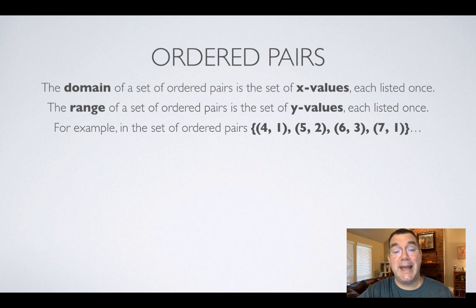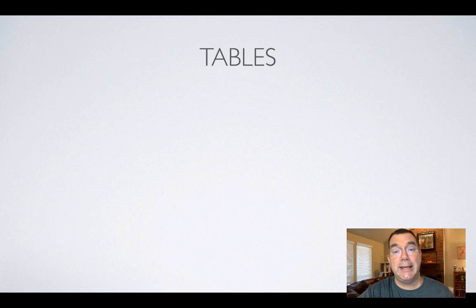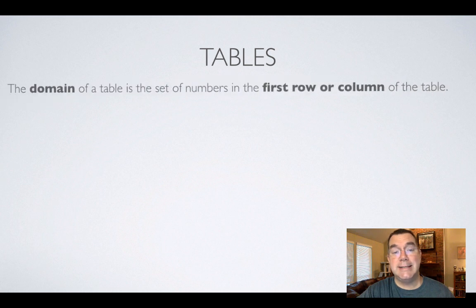So for example, if I have these ordered pairs, (4, 1), (5, 2), (6, 3), and (7, 1), then the domain is going to be those four x's highlighted in yellow, 4, 5, 6, and 7, and the range is going to be the y's that are now highlighted in yellow, and those are the numbers 1, 2, 3. Notice that the number 1 appears twice, but you only need to list it once when you're listing out the range. Okay. Another way I can give you some data is in tables.